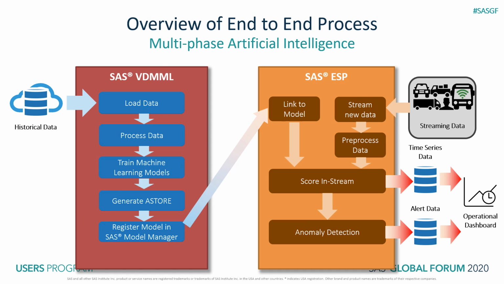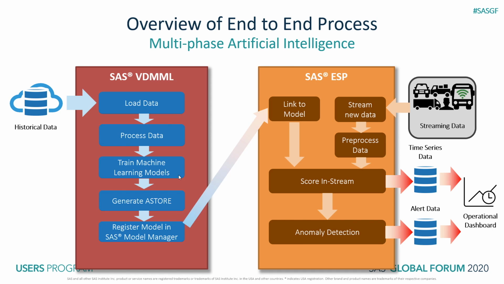Starting with data at rest, we have historical data of the aircraft engines with known issues. The first thing we want to do is load that data into our tool. In this particular case, we're using SAS Viya and SAS Visual Data Mining and Machine Learning. Once that data is loaded, we want to process that data to make it ready to be trained using machine learning models, and then we train our models.